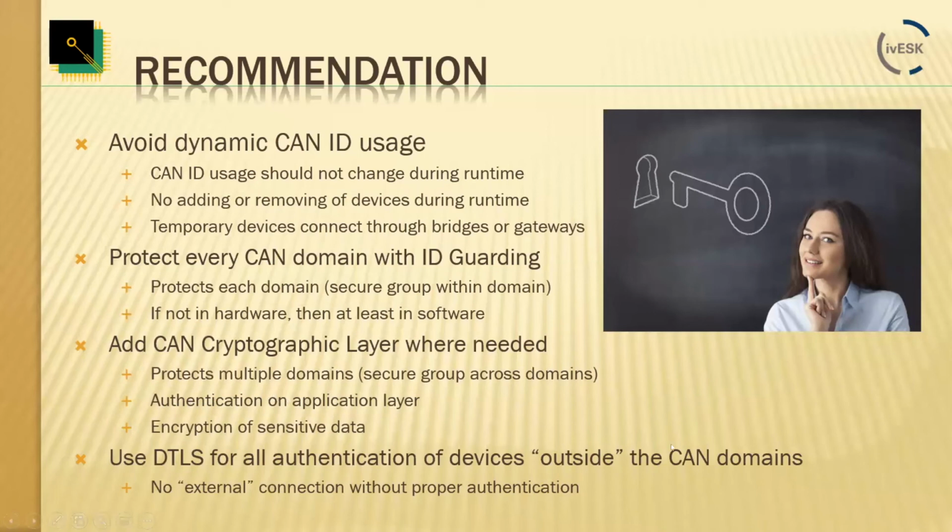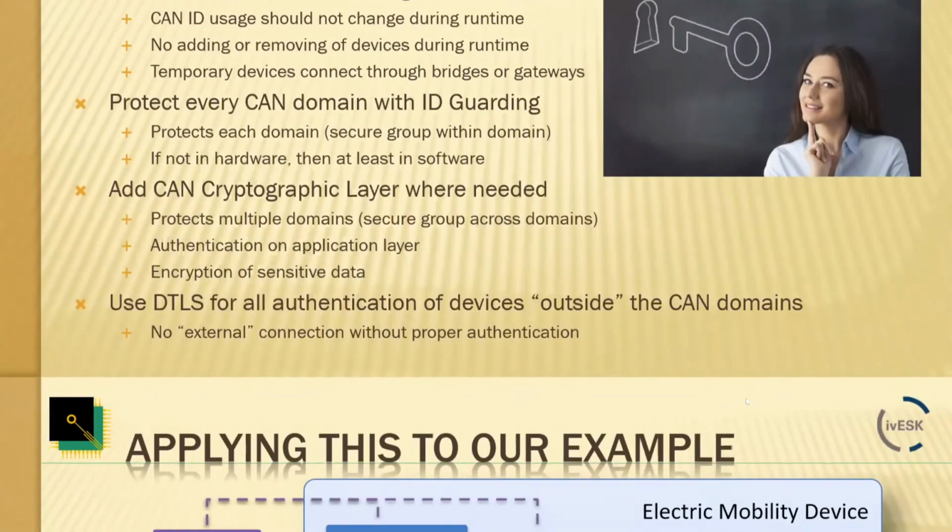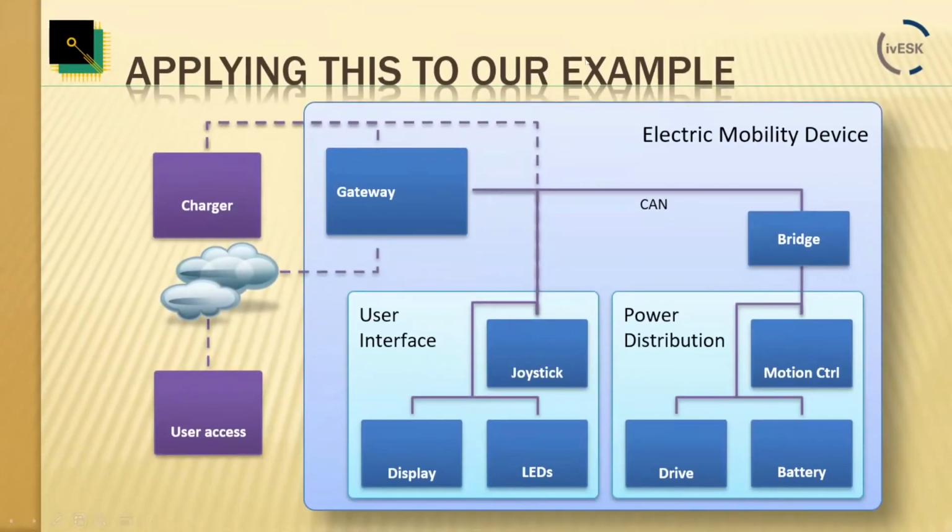And as we said earlier, whenever you have communication that leaves the CAN network altogether and goes somewhere to the outside world, then this should use DTLS. This is the overall recommendation. As Manuel said, there is no silver bullet that fixes everything. You always need to review your own use case. But if we look back here at this wheelchair or electric mobility device, what does this really mean?